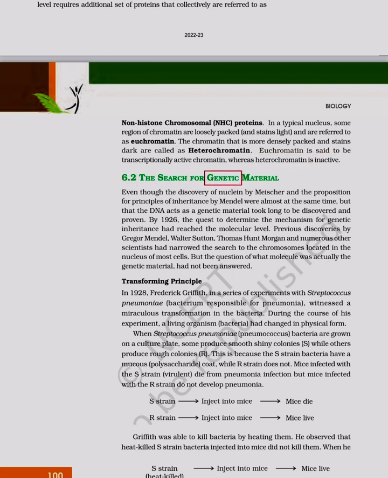6.2 The search for genetic material. Even though the discovery of nuclein by Miescher and the proposition for principles of inheritance by Mendel were almost at the same time, that the DNA acts as a genetic material took long to be discovered and proven.